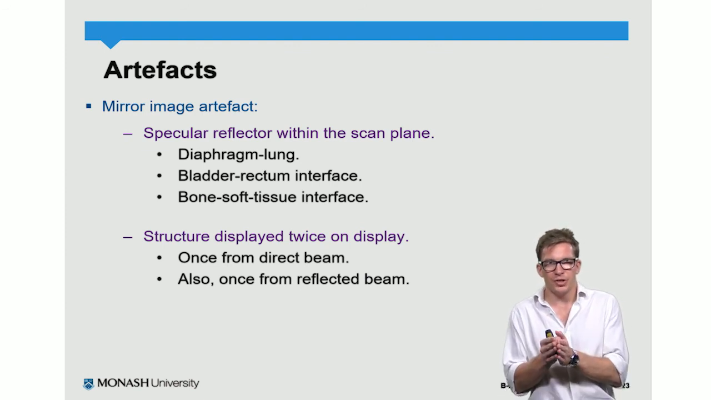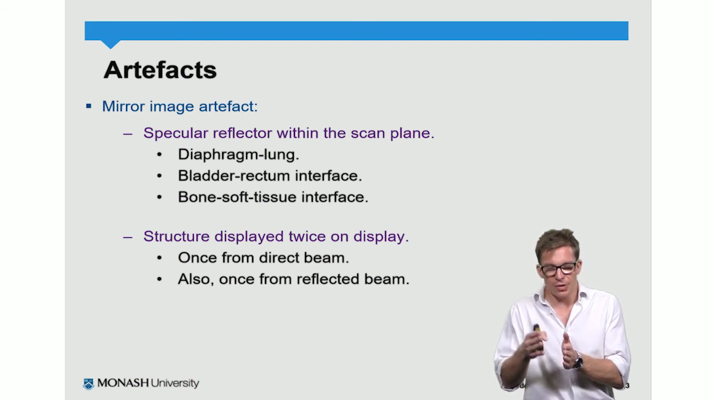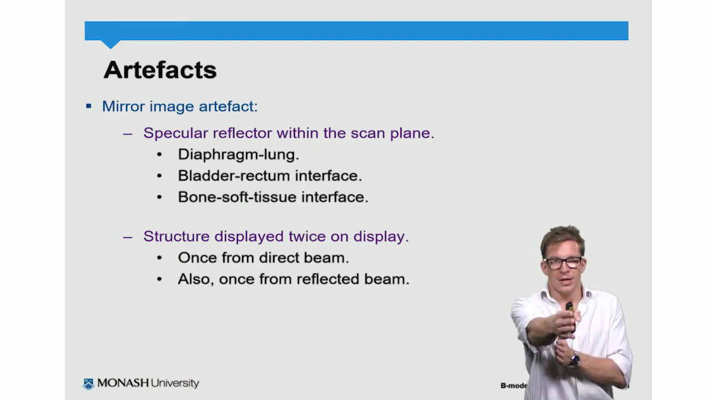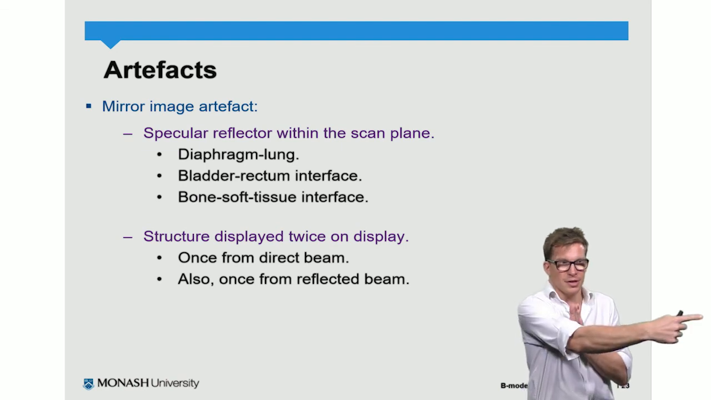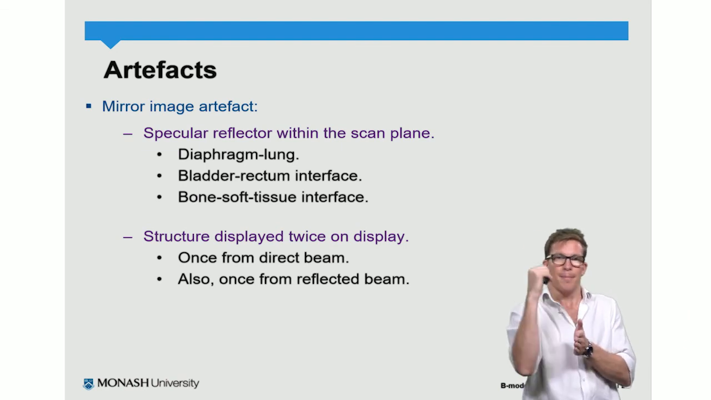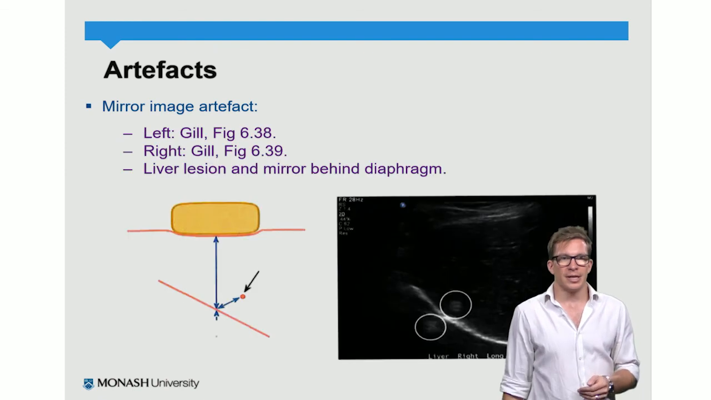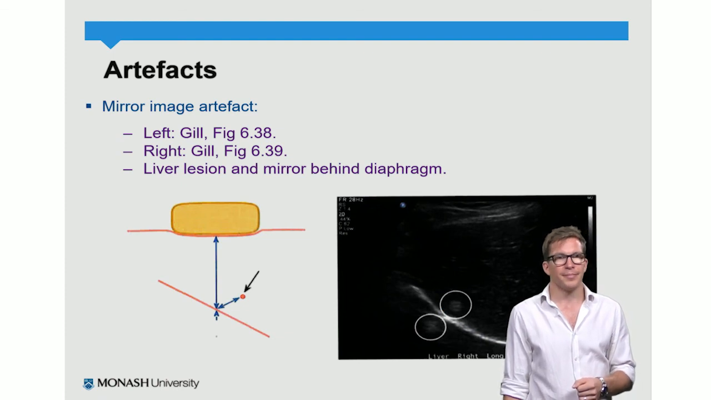So our assumptions about the energy having travelled along this exact straight line are not always correct. If that energy meets a strong scatterer, that energy can be scattered off in another direction, come back, and then back to the transducer. And then we can end up with mirror image artifacts, such as this liver lesion behind the diaphragm.